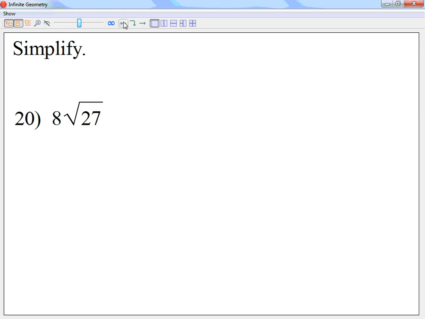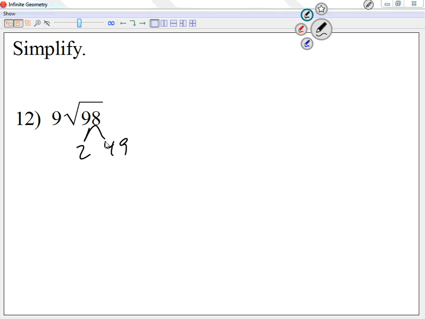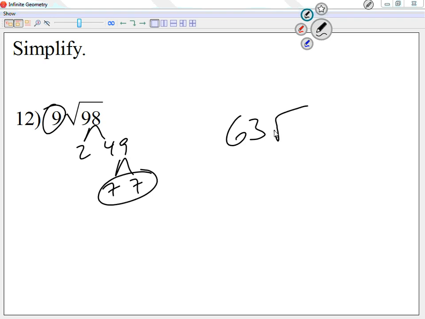12? Alright, looking at number 12, let me start with 98. I'm going to break that as 2 times 49. 49, I'm going to break that as 7 times 7. So that gives me a group of 7. The 9 outside, I'm going to call it a group to begin with. So outside, I'm going to have 63. So I multiply my groups. Inside, I'm going to have a 2. Any other questions up until 20?